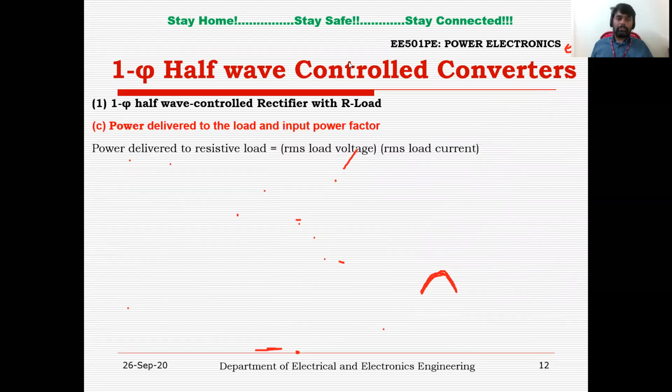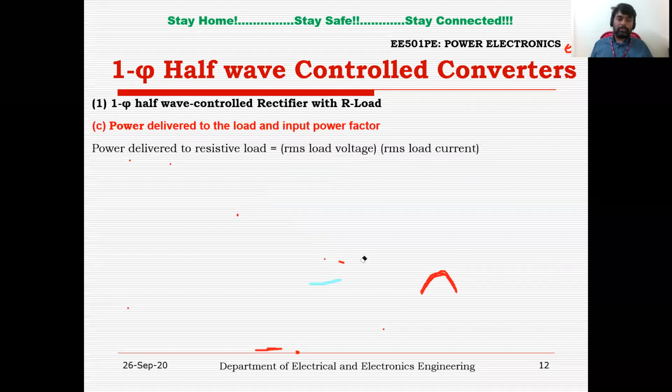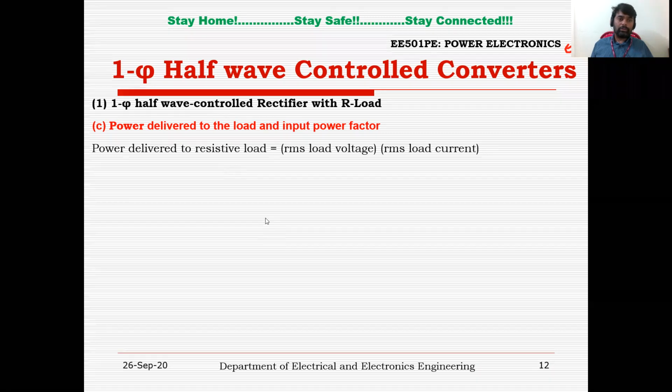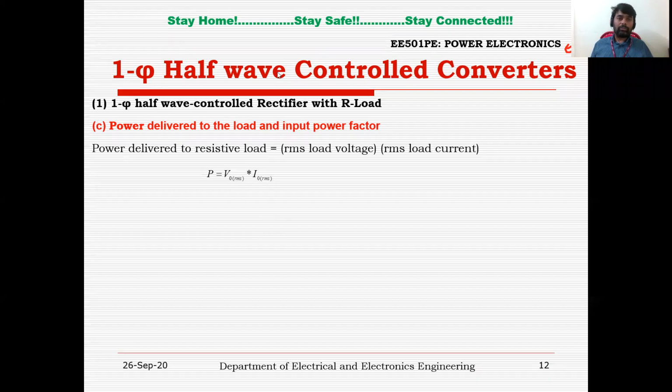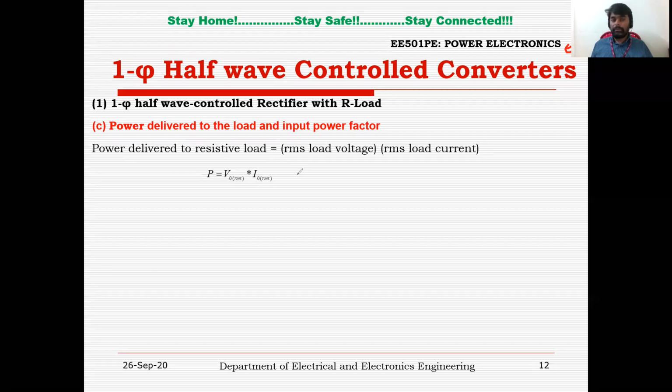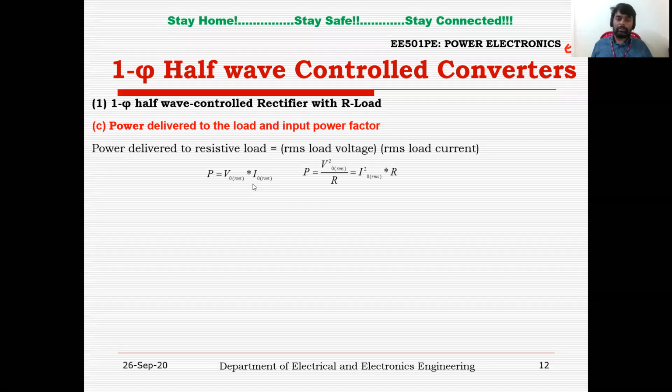Now we are going to see the power delivered to the load, how much power is delivered to the load. That is what I'm going to explain here. So the power delivered to the load, you can write it as the RMS voltage across the load and the RMS current which is flowing to the load. So P naught equal to V naught RMS into I naught RMS.